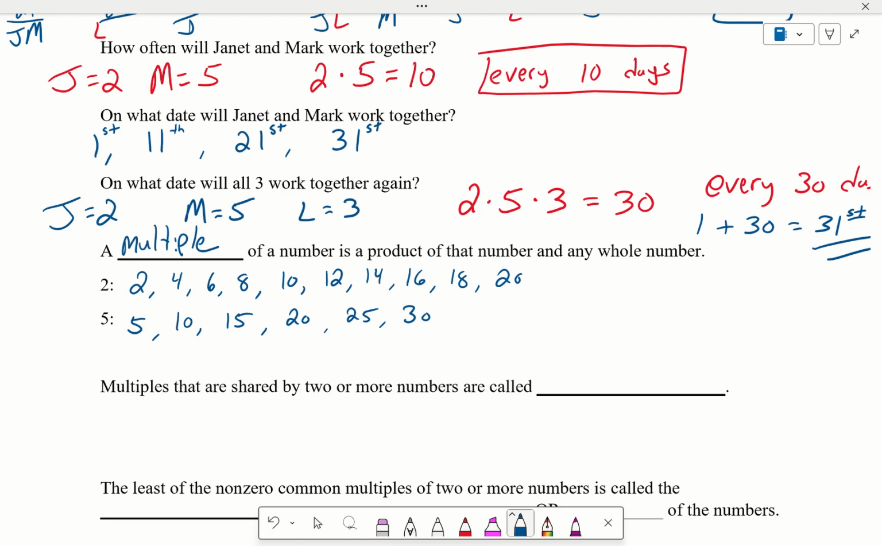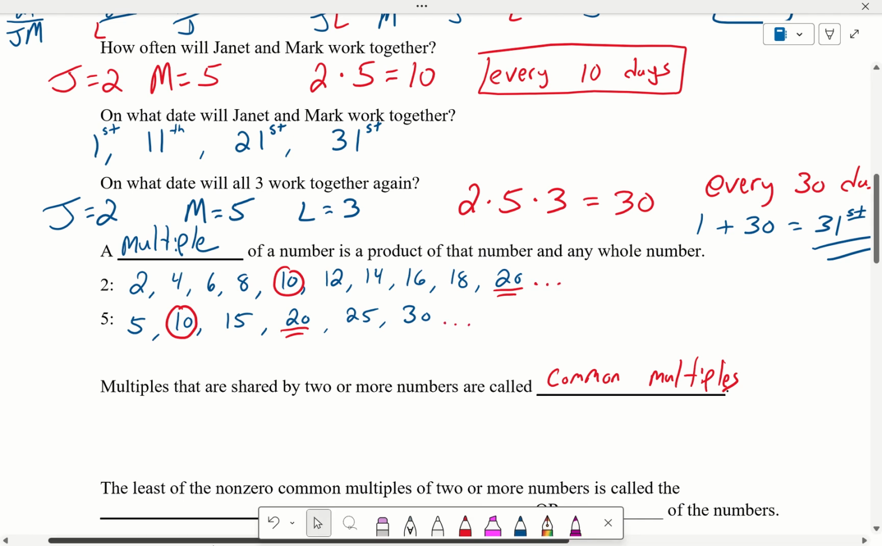There you go. Multiples that are shared by 2 or more numbers are called common multiples. So as I look up top there, do we see any common multiples? I see a common multiple here at 10 and 10. I see a common multiple at 20 and 20. Now these go on forever and these go on forever.